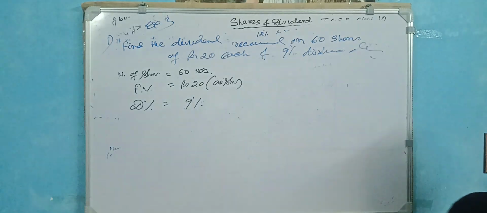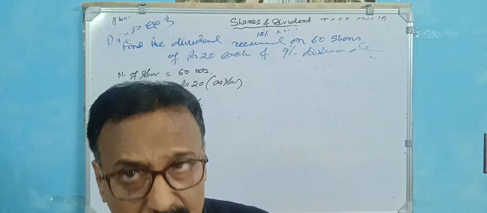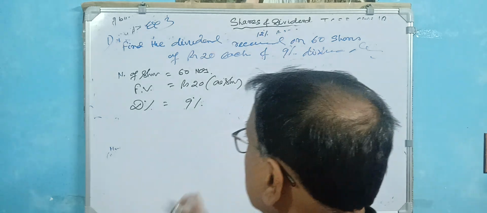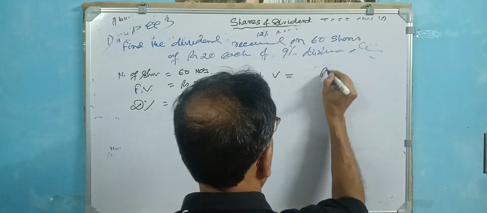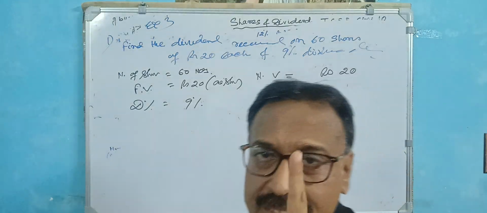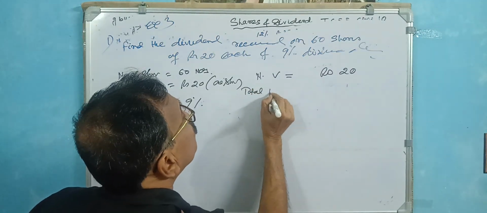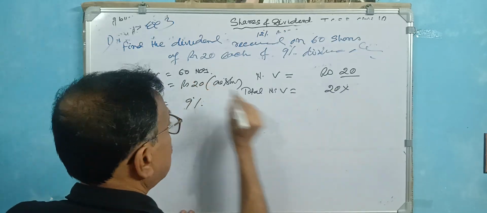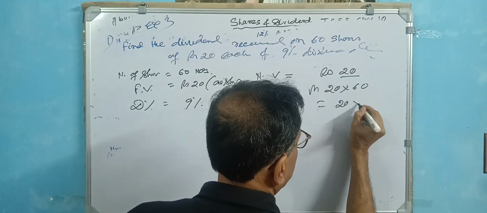I already said the dividend is calculated on the face value, or the actual amount you invest in the company. First, this is the nominal value or face value, that is rupees 20. What is the total nominal value? Per share you purchase, the nominal value is rupees 20. The number of shares is 60. So the total nominal value is 20 into 60.